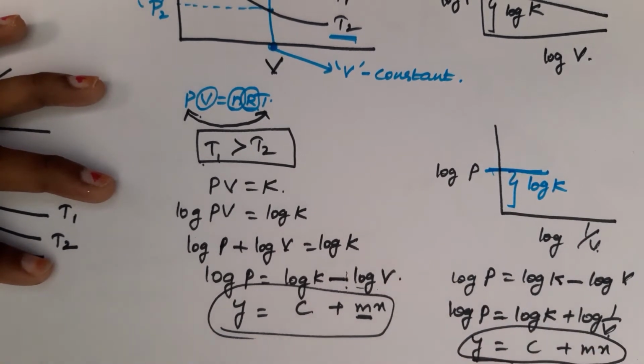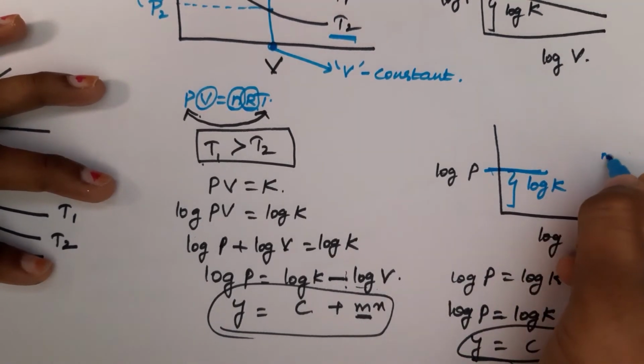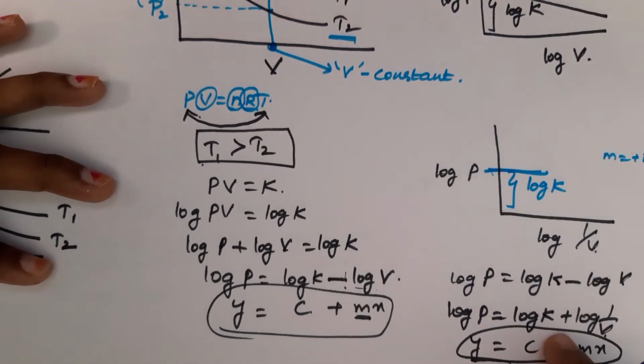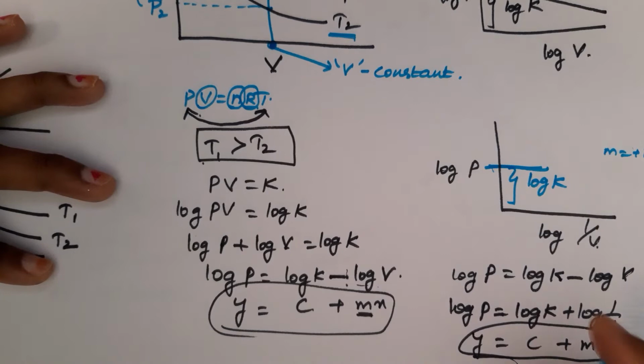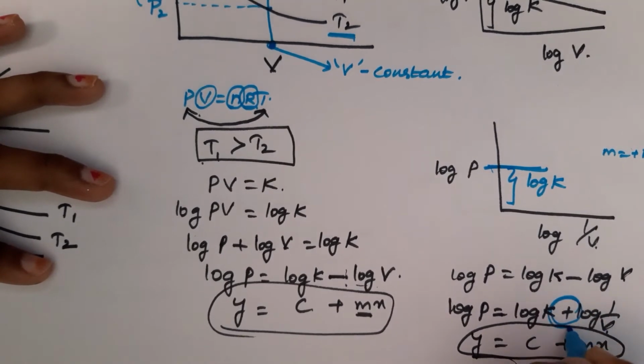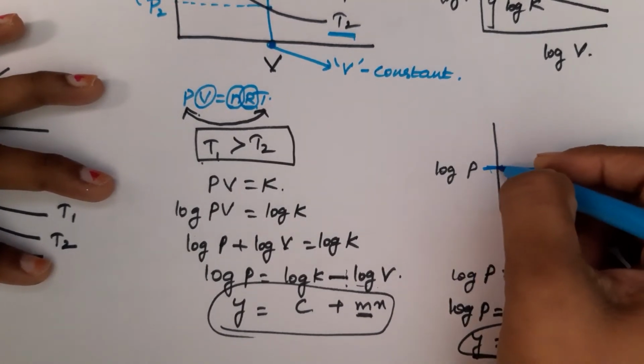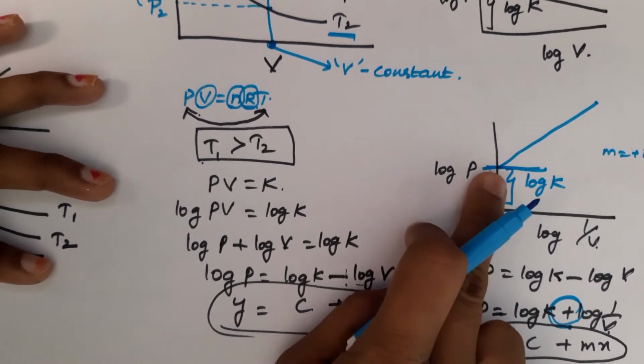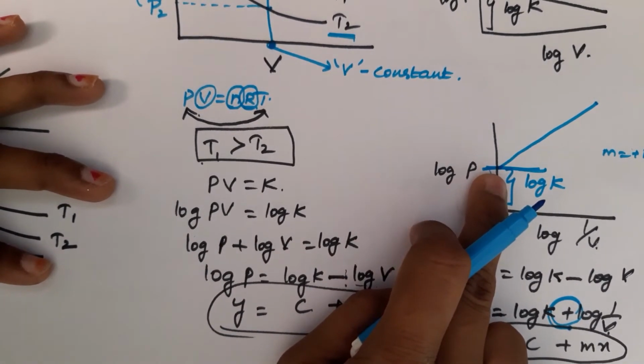Then what is the slope, students? Plus 1. M is equal to plus 1. How will the graph be obtained, as before log 1 by V, what will be there? A positive sign is there. Because of this positive sign, the graph will be like this. That means positive deviation will be obtained from this intercept.